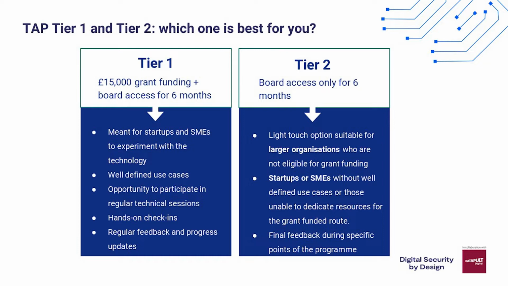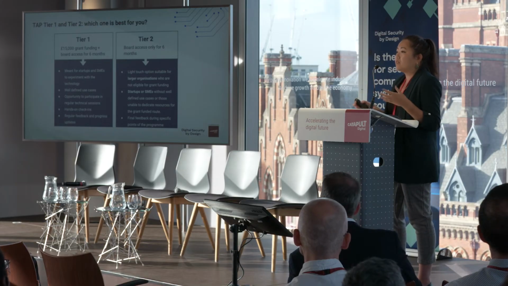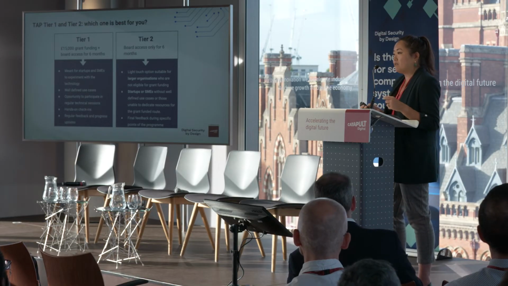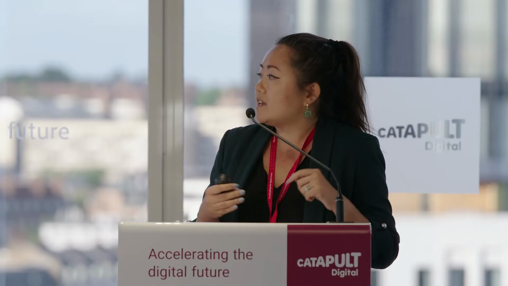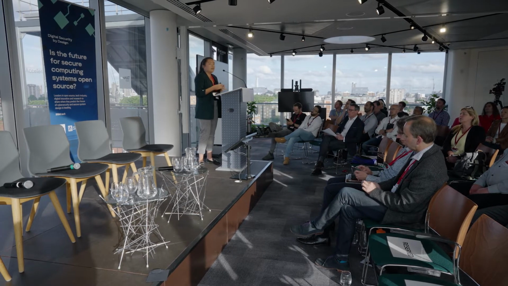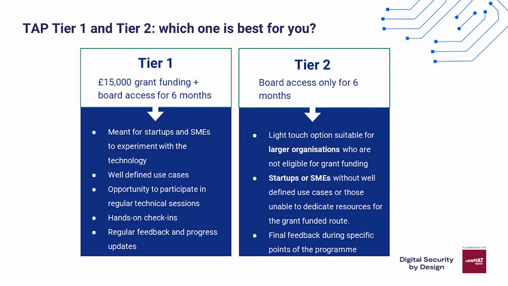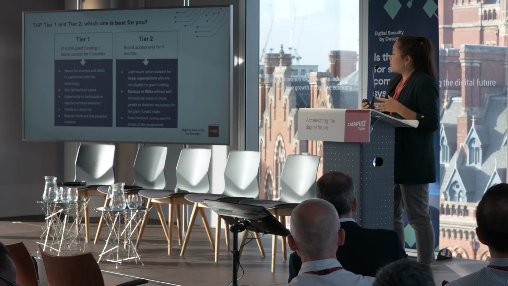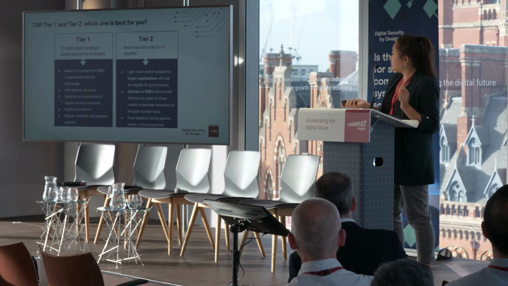We know that different companies have different commitment, different needs, and for us, we've designed 2 different routes for you to get involved with the Technology Access program mainly. For SMEs, we have a grant funded route where we will be providing you with 15K of grant funding, one-on-one support, as long as you've got a well-defined use case and understanding of the types of projects that you want to undertake. But secondly, we also have a Tier 2 program route, which is for larger companies that might not be eligible for grant funding, but also for SMEs who may not have enough time to dedicate to the experimentation, so it's a slightly more light touch version. So whatever your needs are, we've got different routes to accommodate.